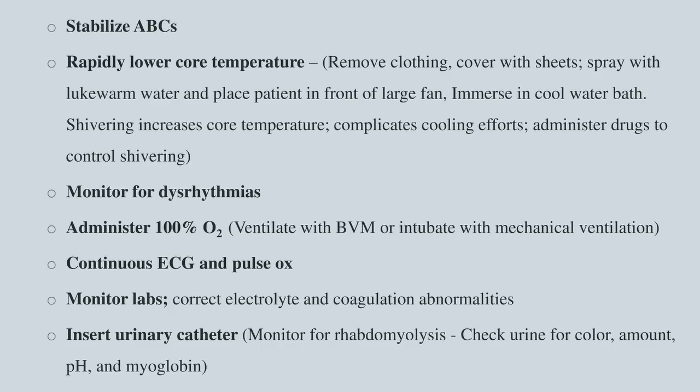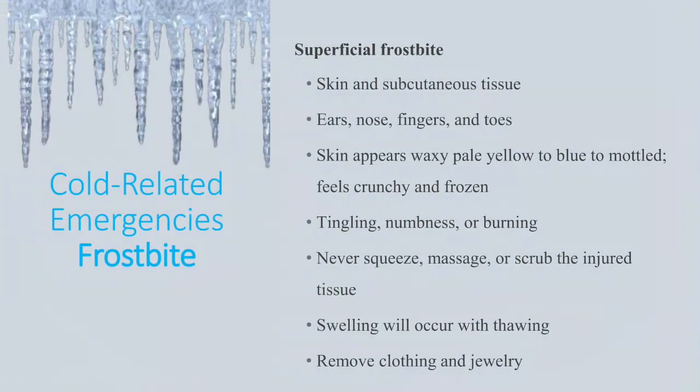Administer 100% O2 and ventilate with a bag valve mask or intubate with mechanical ventilation if needed. Continuous ECG monitoring and pulse ox monitoring is required, and we want to monitor labs and correct any electrolyte imbalances or coagulation abnormalities that occur. Insert a Foley catheter to monitor for any rhabdomyolysis. So we're checking the urine color, amount, pH, and for any myoglobin in the urine that might indicate that there's rhabdo going on.